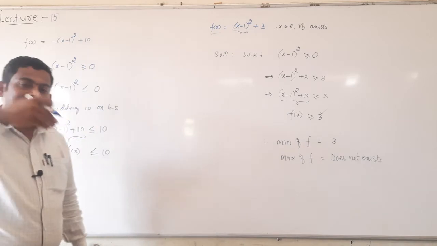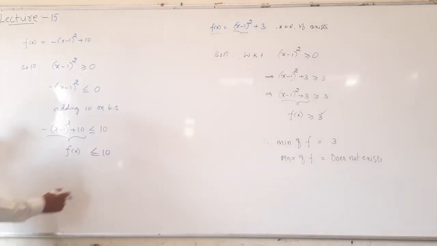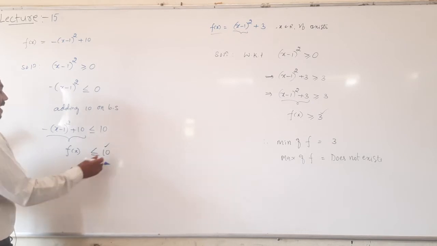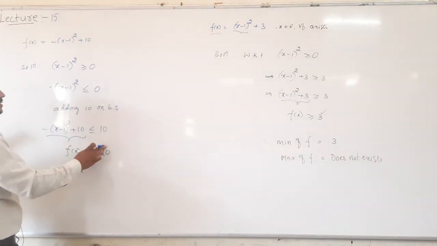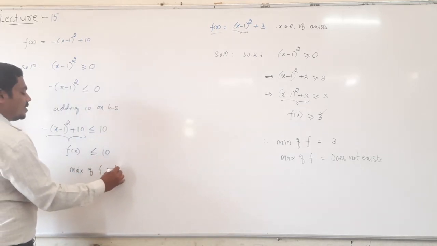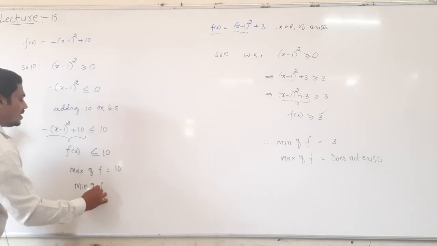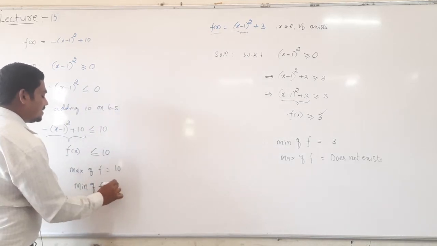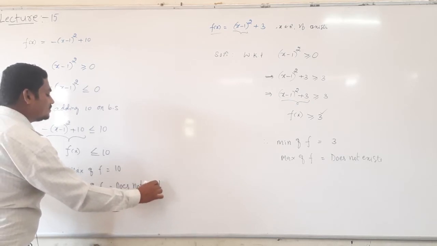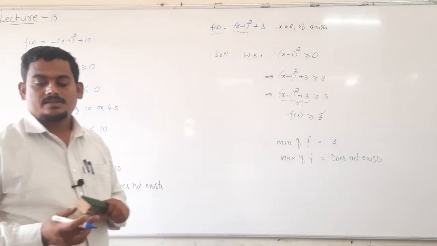f of x less than or equal to 10 means 10 is the maximum value. Remaining all the values are less than 10 only. Therefore, the maximum of f is 10. In this case there is no fixed minimum. The minimum of f does not exist, right? Because there is no fixed minimum.